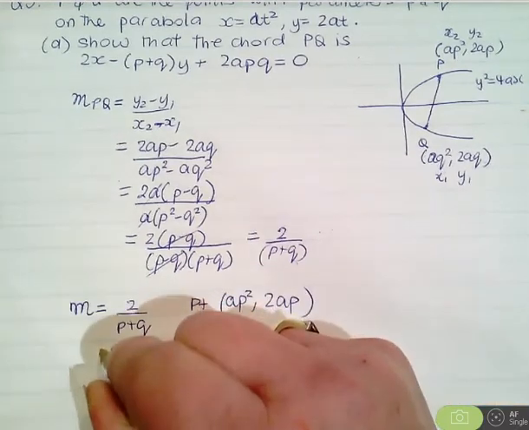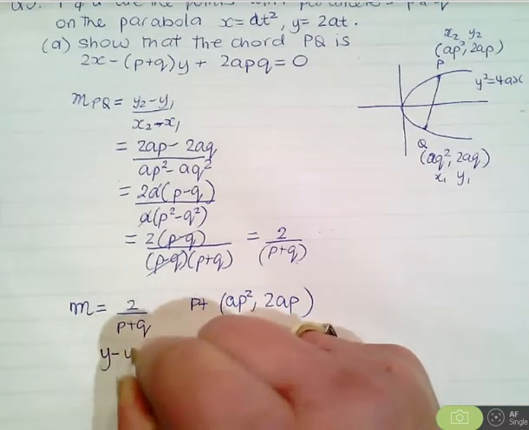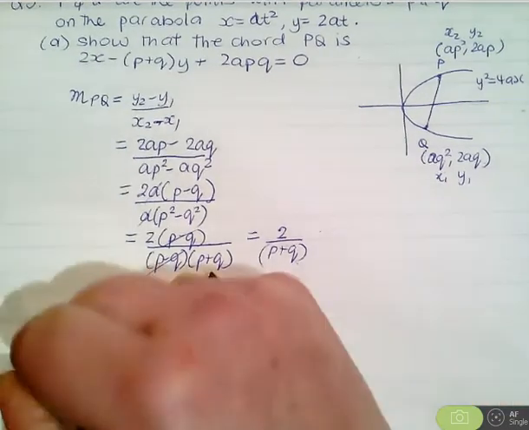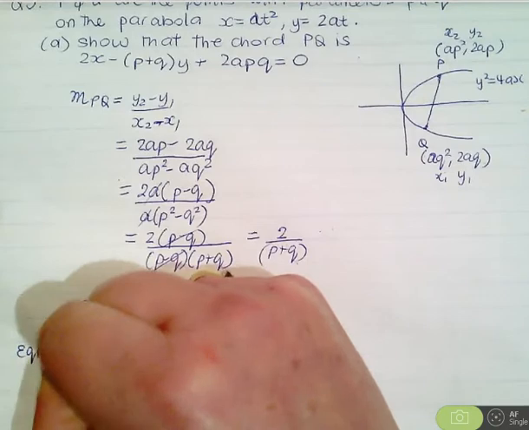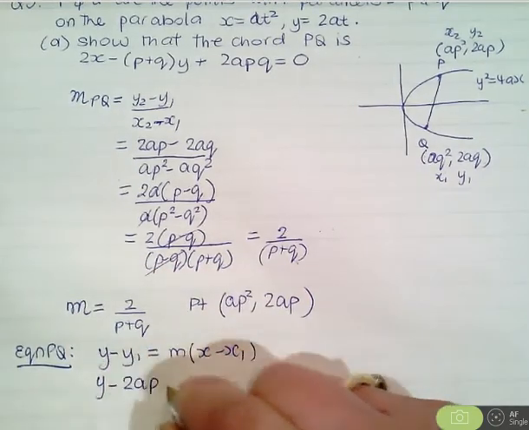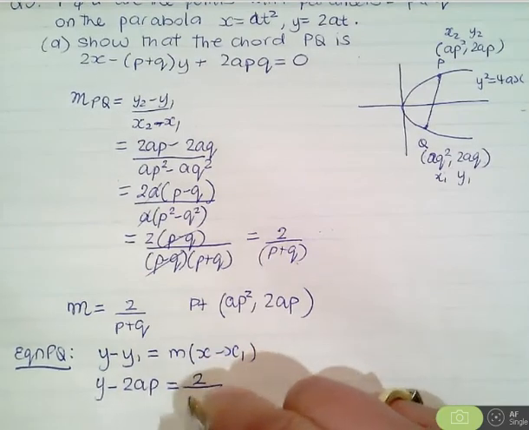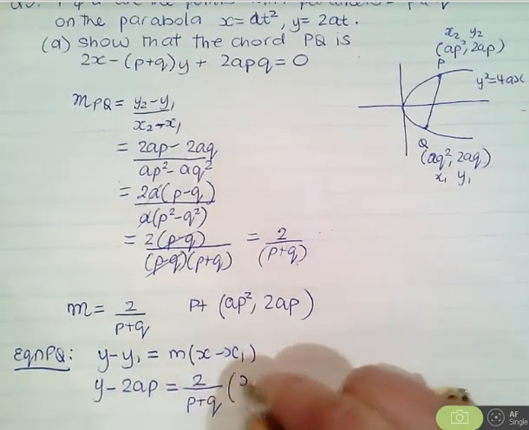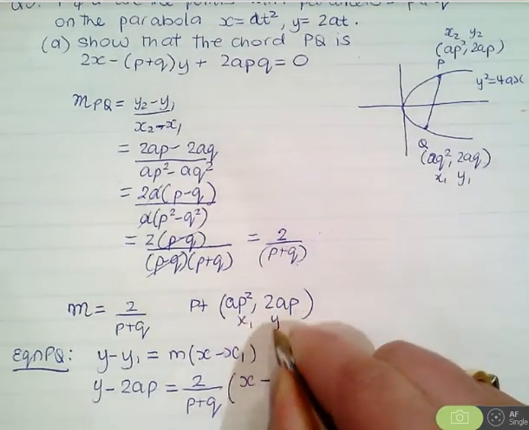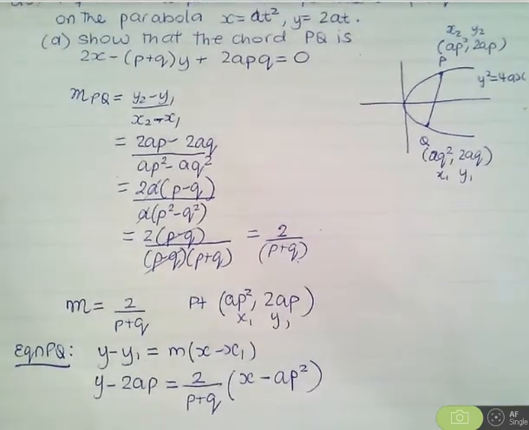So now we're going to use the point gradient formula, which is y minus y1 equals m(x minus x1). So this will be the equation of PQ. And we get y minus 2AP equals m, which is 2 over p plus q, times (x minus AP squared), because this is x1, y1, and that's the gradient m there.